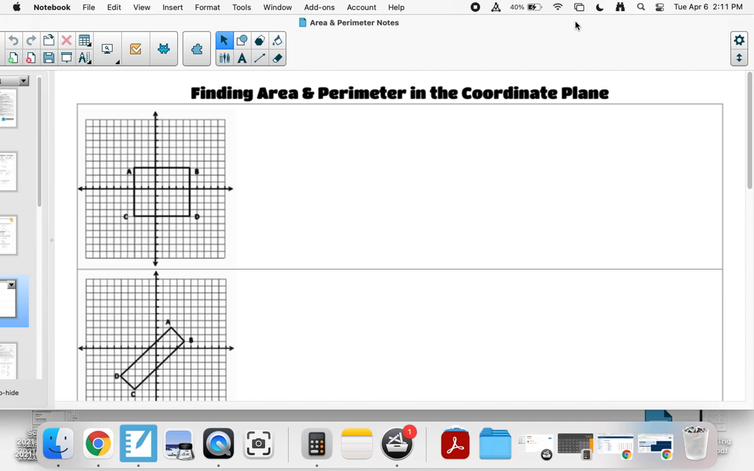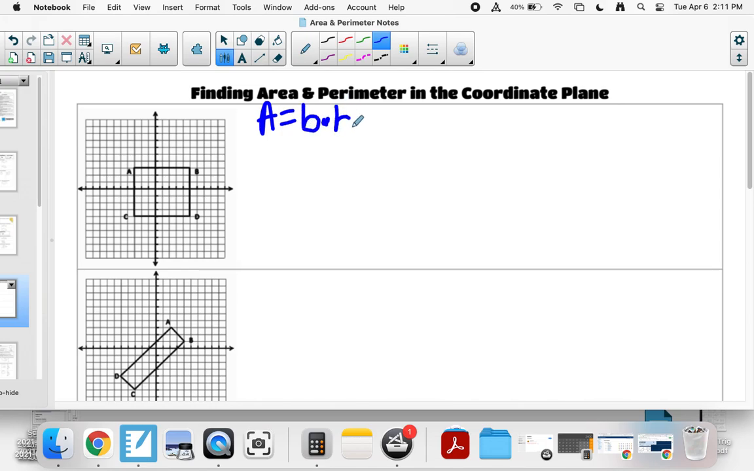Okay, so coordinate plane, that's just a graph. Welcome to the graphs. We're finding area and perimeter for our first shape. What's our first shape? A rectangle. How do I find the area of a rectangle? Length times width, base times height, whatever you want to call it. In our shape, it doesn't really matter which one's your base and which one's your height.